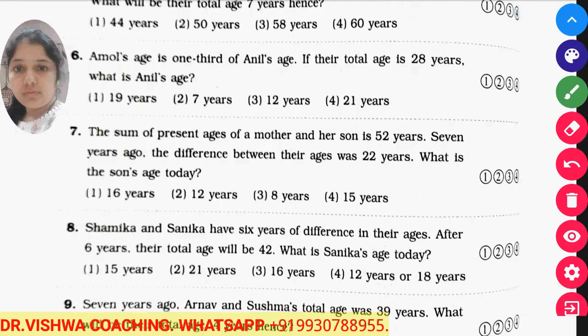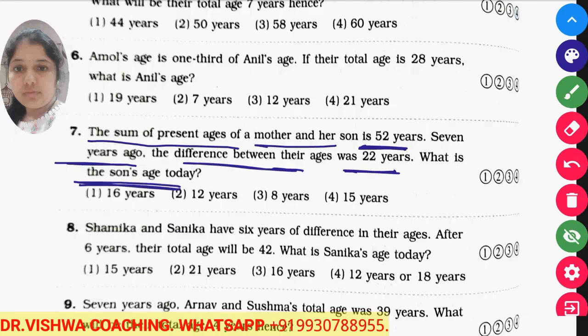Okay. Now this last one I will take, and then we will move ahead. Okay. Now see. The sum of present age of mother and her son is 52 years. 7 years ago, the difference between their ages was 22 years. What is the son's age today?